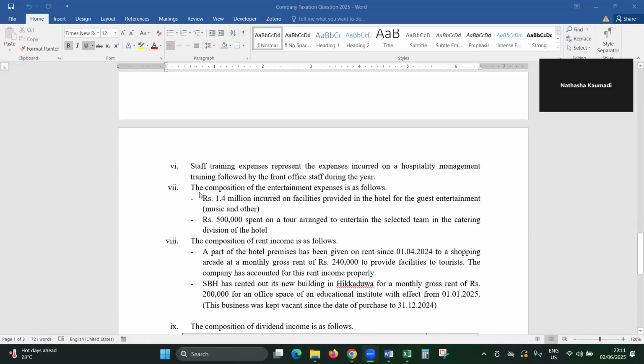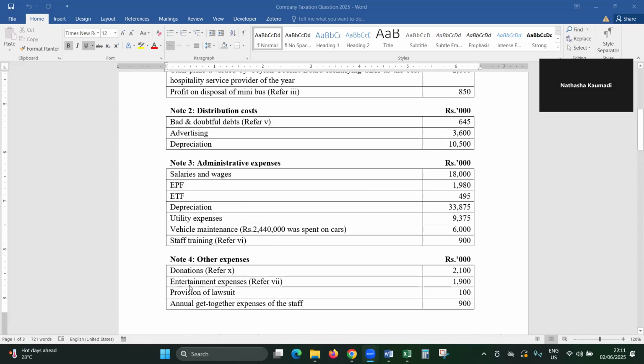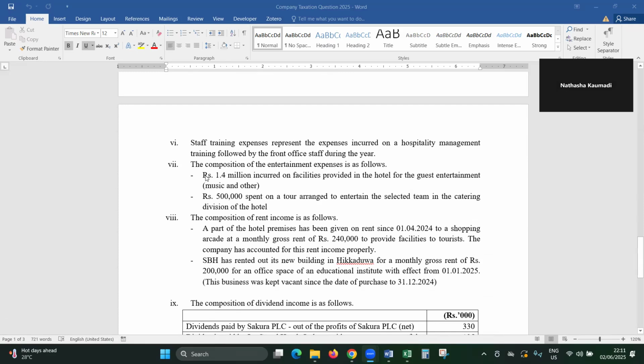Point number 7, the composition of the entertainment expenses is as follows. Now, where's entertainment? See, entertainment expenses, you can see the reference note. Refer point number 7. 1.4 million rupees incurred on facilities provided in the hotel for the guest entertainment, music and other. And then 500,000 rupees spent on a tour arranged to entertain the selected team in the catering division of the hotel. There are 2 types.